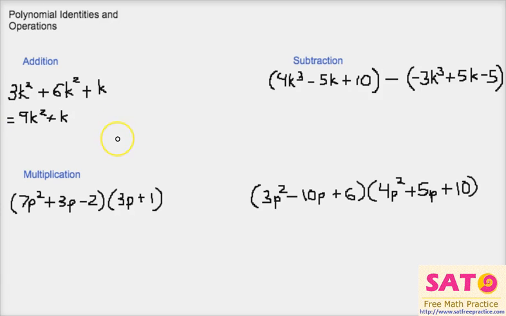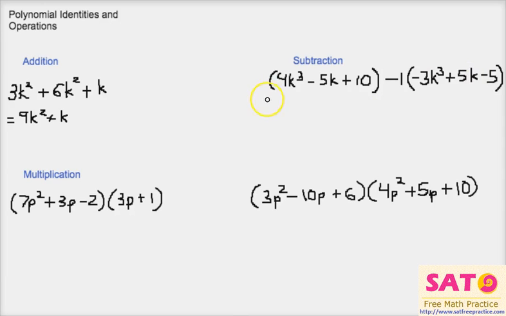Now let's move on to subtraction, which is fairly similar except another component is added. So 4k to the third power minus 5k plus 10 minus parentheses, that's the key part, negative 3k to the third power plus 5k minus 5. And the key thing about this is that since it has parentheses, you have to distribute the negative sign to all these numbers. So imagine this as an imaginary 1. So just like distribution, we'd have to distribute the negative 1 to all the monomials in the parentheses.